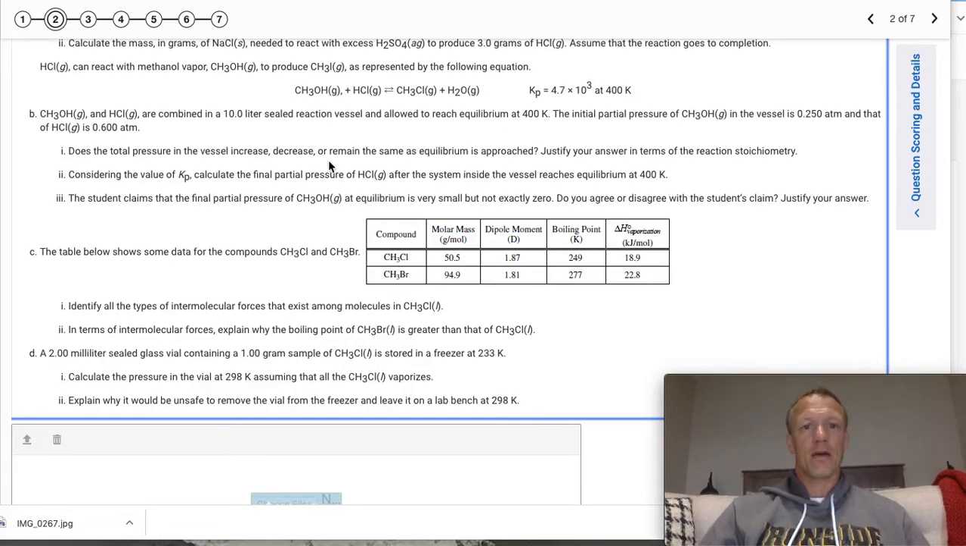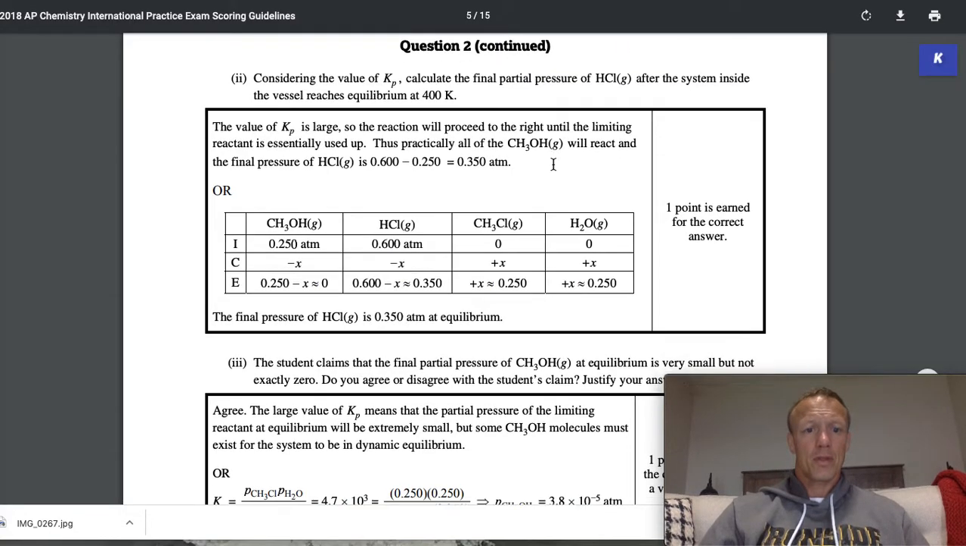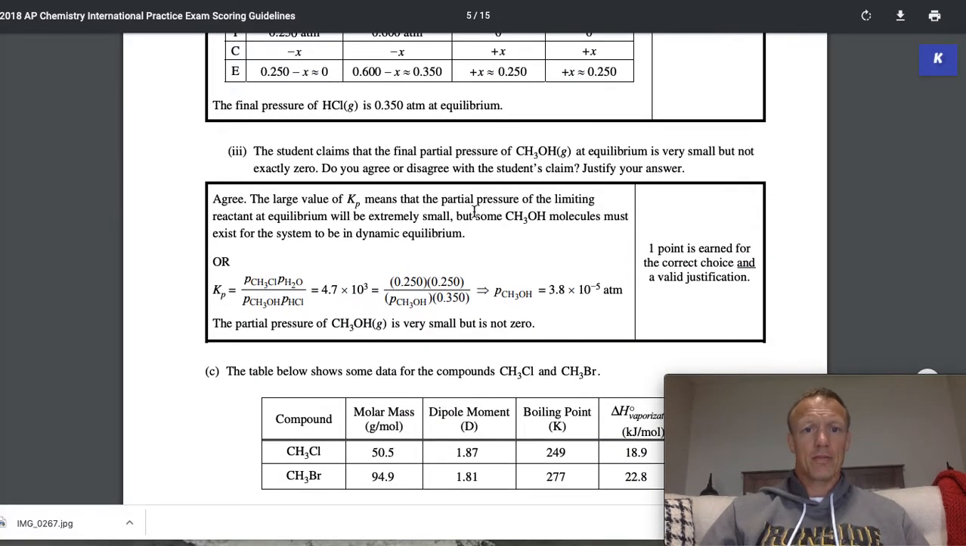Okay, a tiny little amount. So I would agree, even though we figured the stoichiometry out with that being at zero. A large value of K means the partial pressure of the limiting reactant at equilibrium will be extremely small, but some CH3OH molecules must exist for the system to be in dynamic equilibrium. That's how that goes.